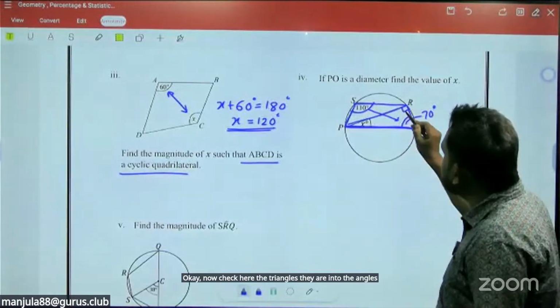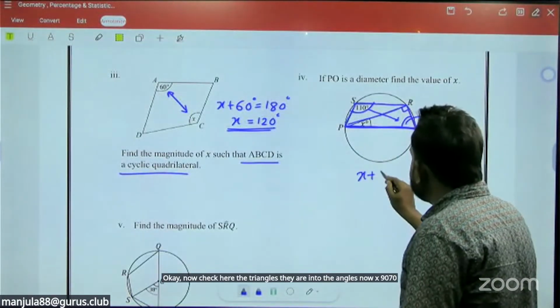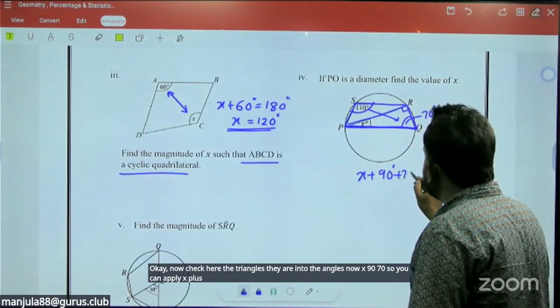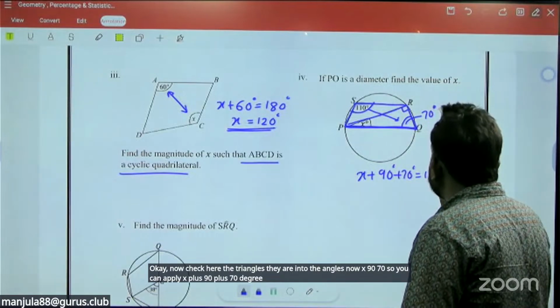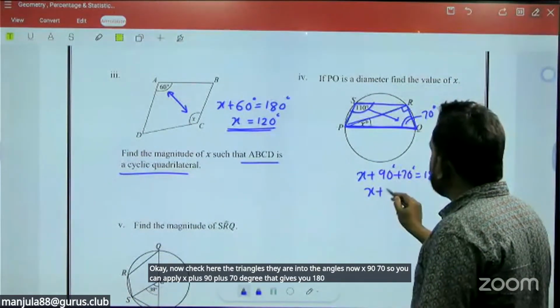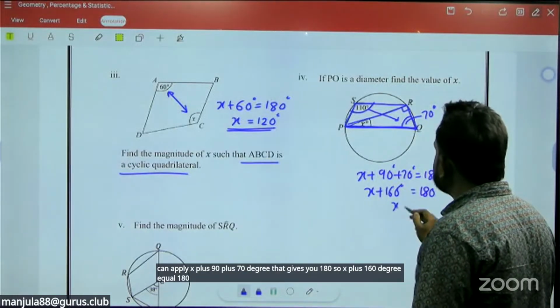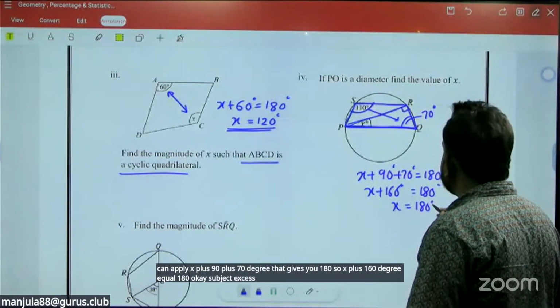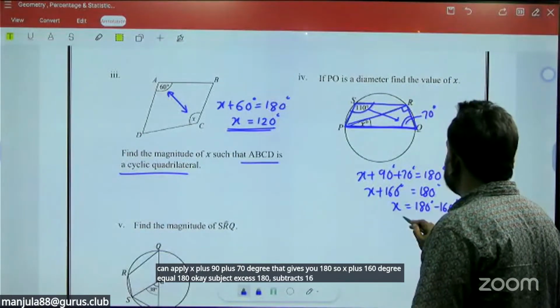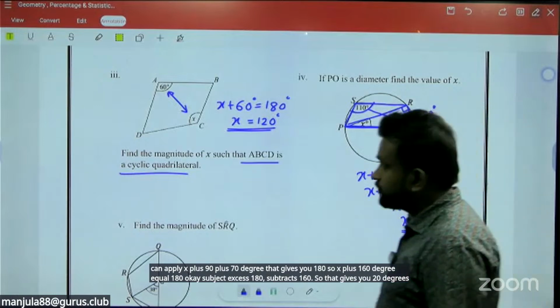Now x, 90, 70, so you can apply x plus 90 plus 70 degrees, that gives you 180. So x plus 160 degrees equals 180. Okay, making x the subject, 180 subtract 160, so that gives you 20 degrees. So x equals 20 degrees.